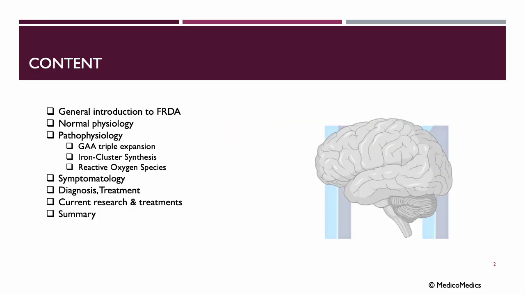In this lecture, we will present a general introduction to Friedreich's Ataxia. We will talk about normal physiology, the development of pathophysiology, key concepts like GAA triplet expansion, iron-sulfur cluster synthesis, reactive oxygen species, and their role in Friedreich's Ataxia. We will continue with symptomatology, diagnosis, and treatment, talk about current research, and end with a summary.